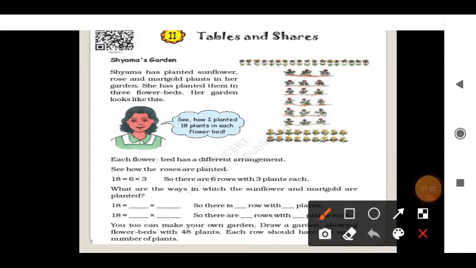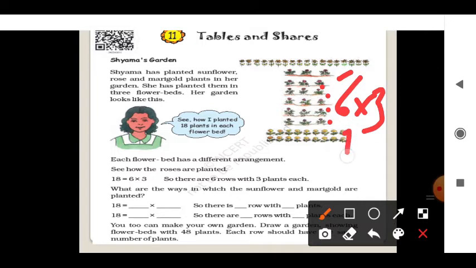Now the rose plants. See, in one row she planted three plants. How many rows like that did she plant? 1, 2, 3, 4, 5, 6. She planted 6 rows, with 3 plants in each. So 6 threes are how much? 18. Total 18 plants, right?